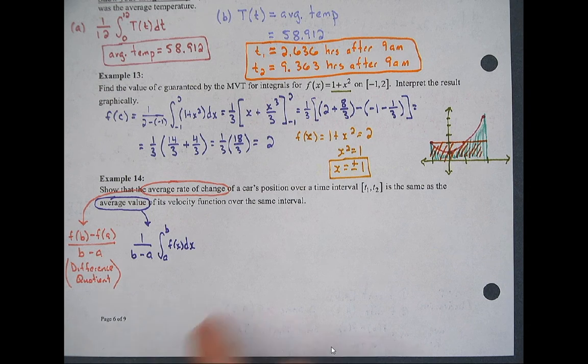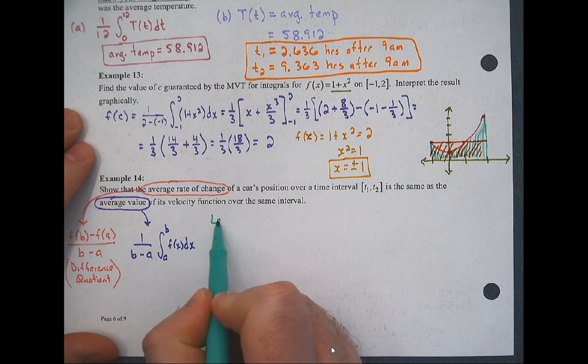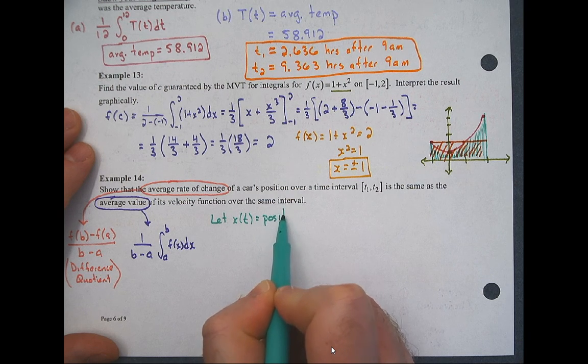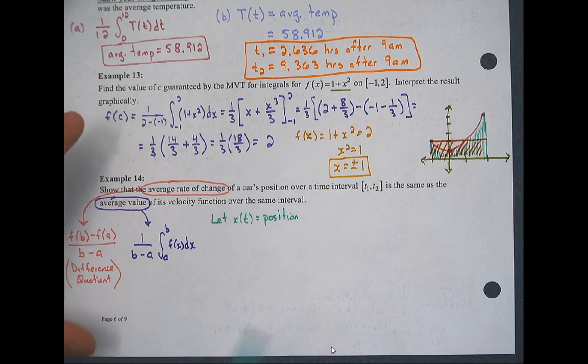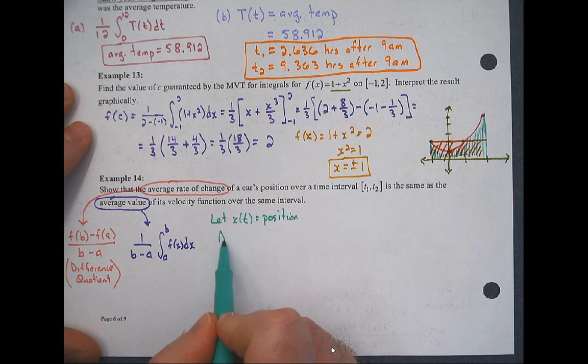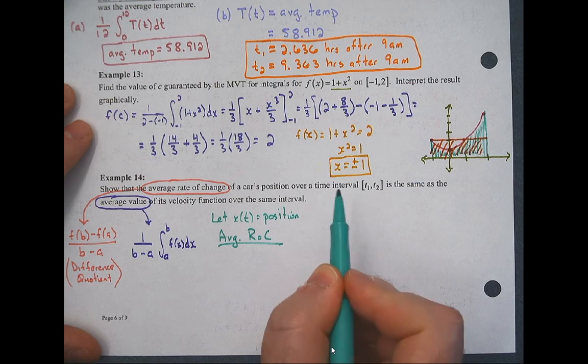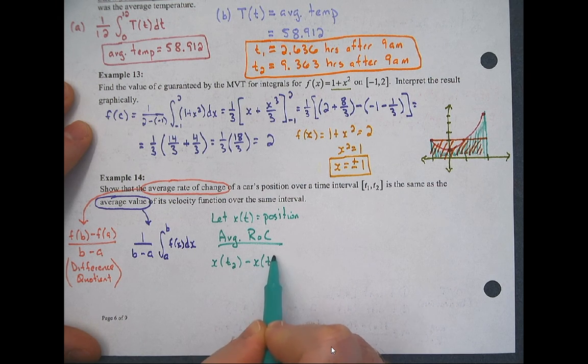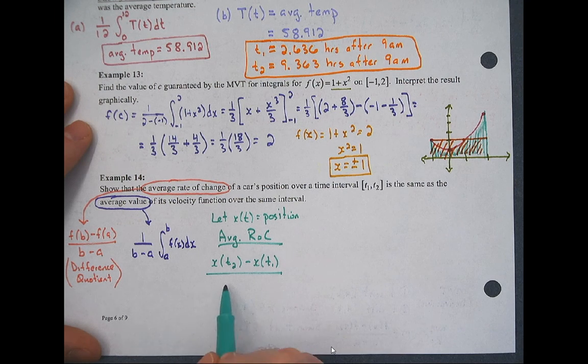All right, so for this story, we need to show that the average rate of change of a car's position. So let x of t equal position. Okay, so what's the average rate of change of position? Average rate of change would be the slope, the slope from time 1 to time 2. So the slope would be x of time 2 minus x of time 1, those are the positions, divided by how long it took, time 2 minus time 1.